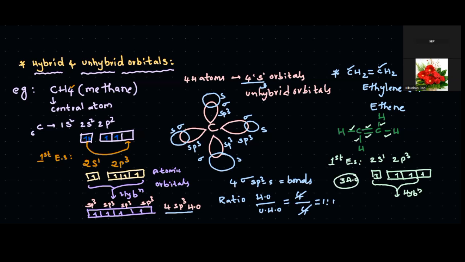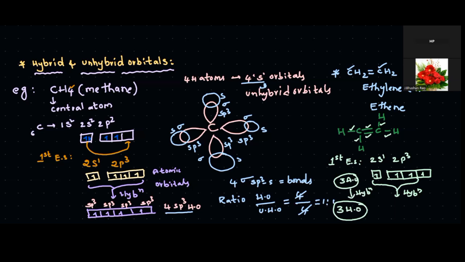That is also important. Based on the number of sigma bonds, here 1, 2, 3, and 1 is a pi bond. So 3 sigma bonds means only 3 atomic orbitals are involved. So in hybridization, how many hybrid orbitals might form? 3 hybrid orbitals. It is also important: here 3 atomic orbitals involved in the hybridization form 3 hybrid orbitals.